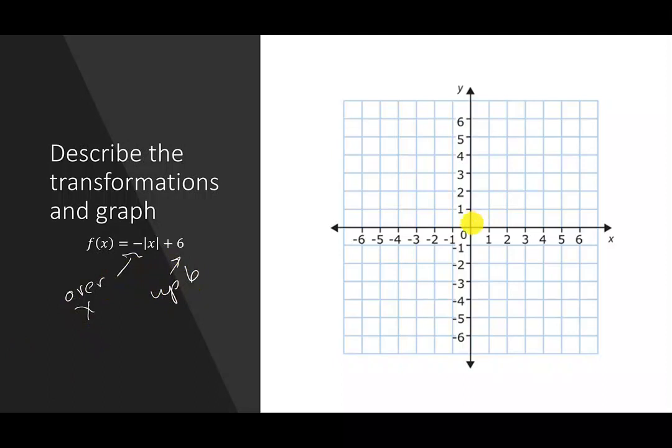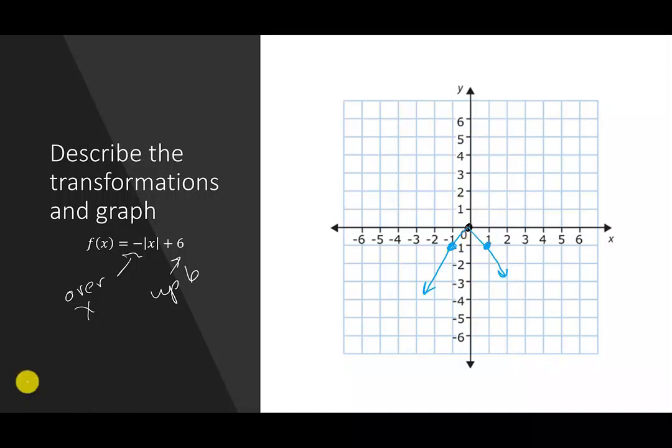I'll draw normal absolute value, since it's the first time I did absolute value today. So it looks like a V, goes through 0, 0, 1, 1, negative 1, 1. Now I'm going to flip it upside down, so I will show you that first. So flipping it upside down, 0, 0 stays the same, but instead of positive 1, I go negative 1. Positive 1 goes negative 1. So now I have this shape. And I'm going to take away my original absolute value so this doesn't get too messy.